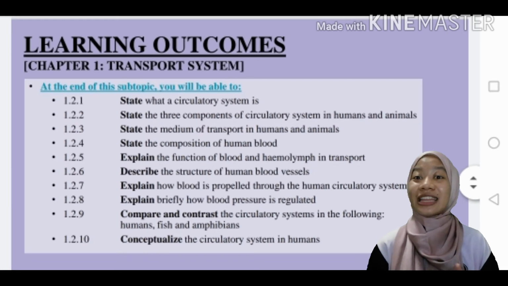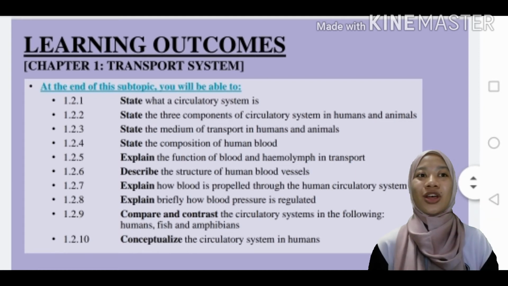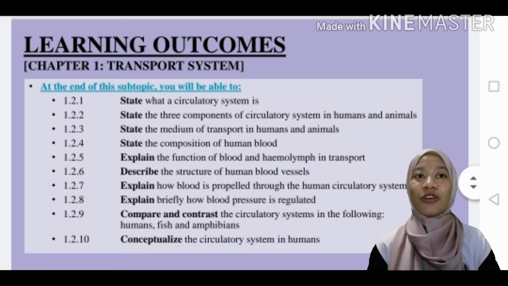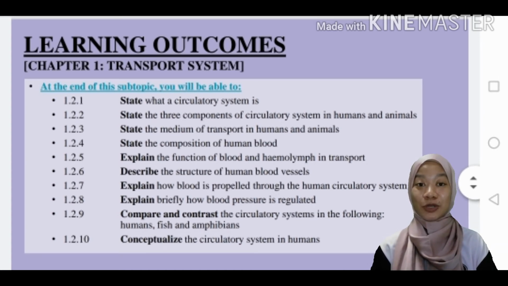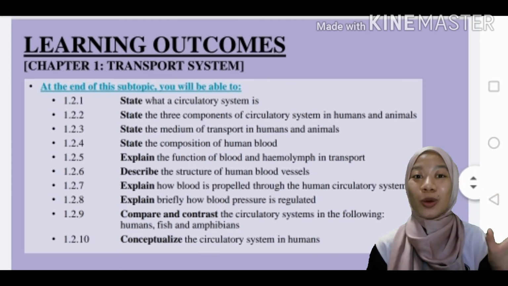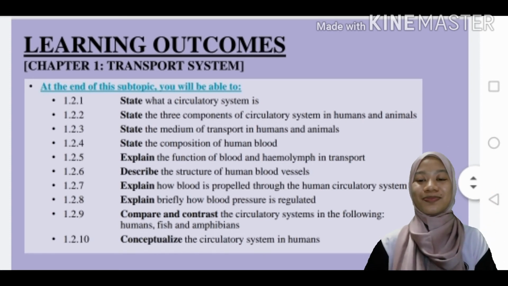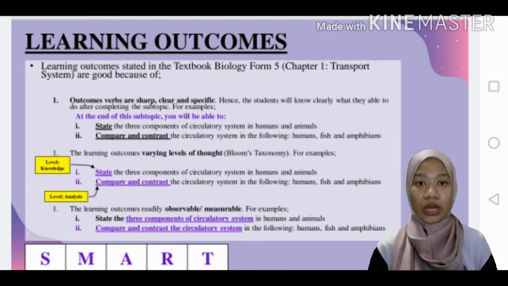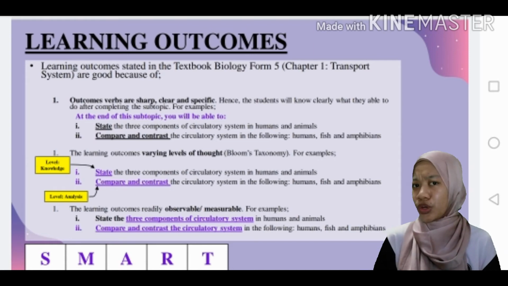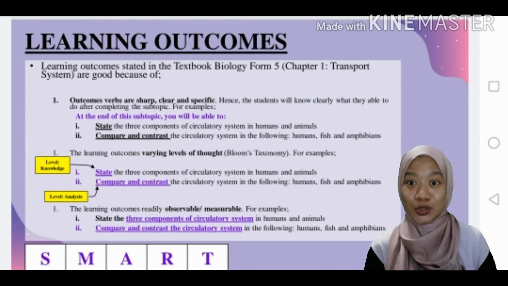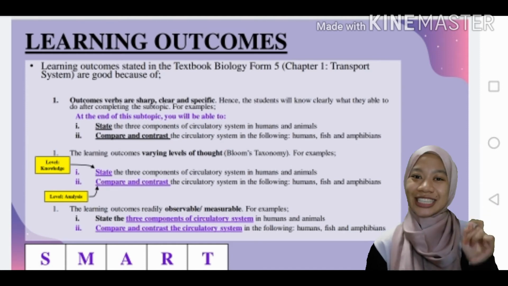So here is the list of learning outcomes for learning objective number 2. Before I show you the list of learning objectives in chapter 1, transport system, right? So here are the learning outcomes for learning objective number 2. Okay, let's analyze whether the learning outcomes inside the textbook are good or not. We will check by referring to the SMART checklist.